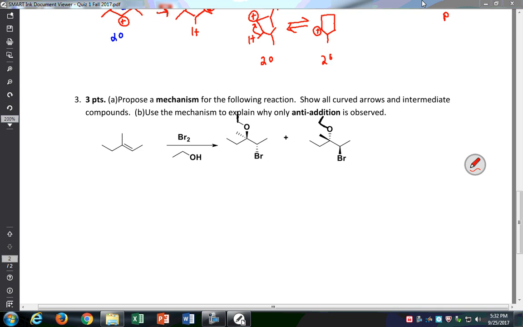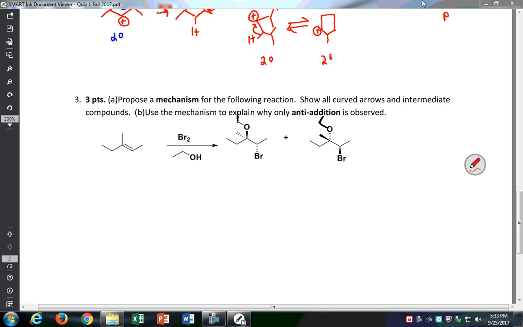That's why when we do our hydration, we use acid, H3O+. We don't just use H2O, because our pi bond is not a strong enough base to deprotonate H2O. It is strong enough to deprotonate H3O+, because we use a strong acid like H2SO4. So we need a strong acid for our double bond to react with.